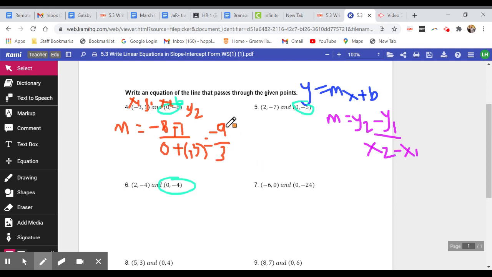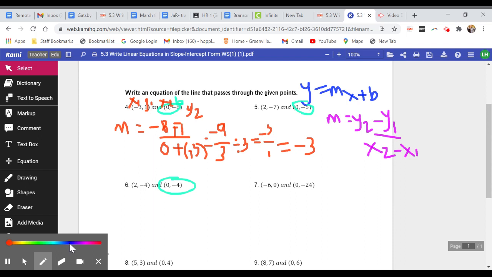So remember, when we subtract a negative, it turns positive. Now I can actually reduce this because I'm looking at my fraction here, negative 9 over 3, and I know that 3 goes into both of these numbers. So when I divide each of them by 3, I get negative 3 over 1, so my m, my final value, is negative 3. But I'm not done yet. I figured out my m value, but I still need to plug it into my equation.